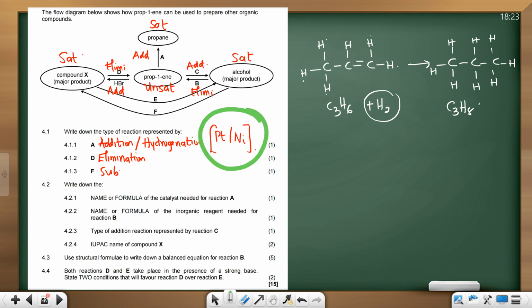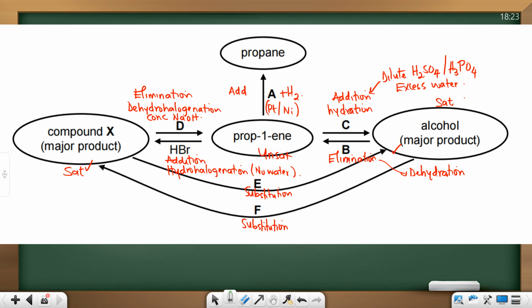Name or formula of the inorganic reactant needed for B. What is B? Let's go to the big page. B is what? Elimination. All right? And if you are eliminating, what do you use? It's there. CEDS. Look at your reaction conditions. It's right there.